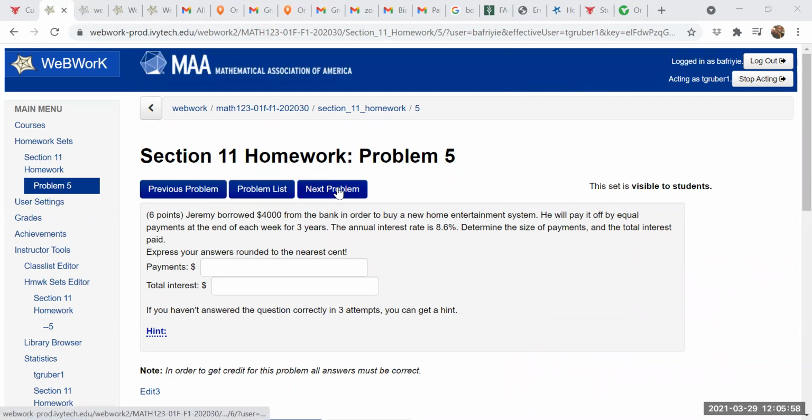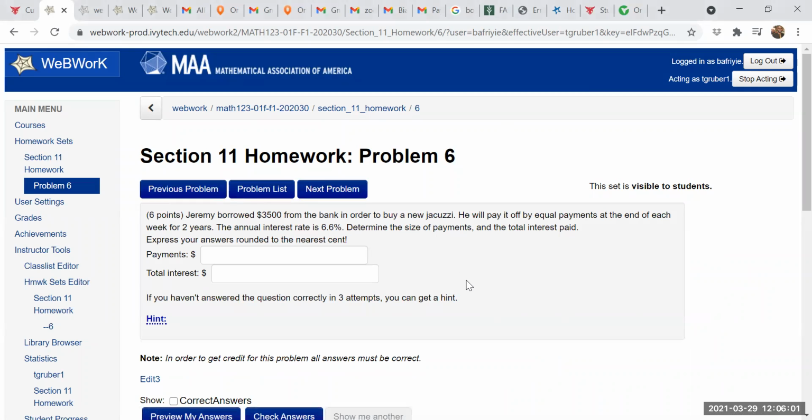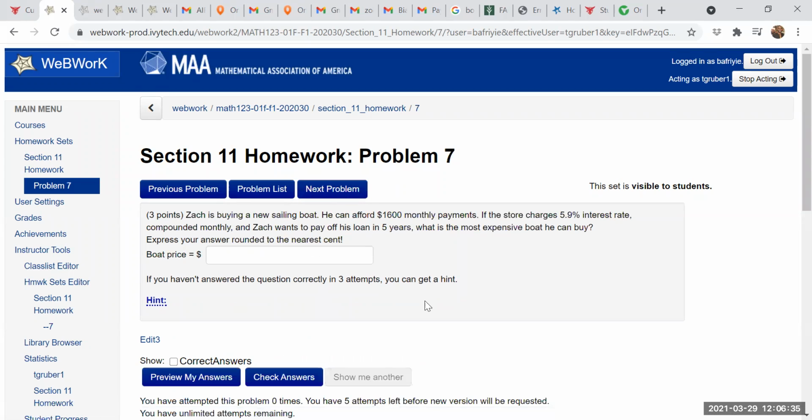Problem number 6. So here we kind of do the same thing. So Jeremy borrowed 3,500 from a bank in order to pay for a new jacuzzi. He will pay it off by equal payments at the end of each week. There are 52 weeks in a year, and then for 2 years, then the annual interest rate is that. So use the same hint I gave you on problem number 5 to get number 6 done. Gucci. All right, nice.